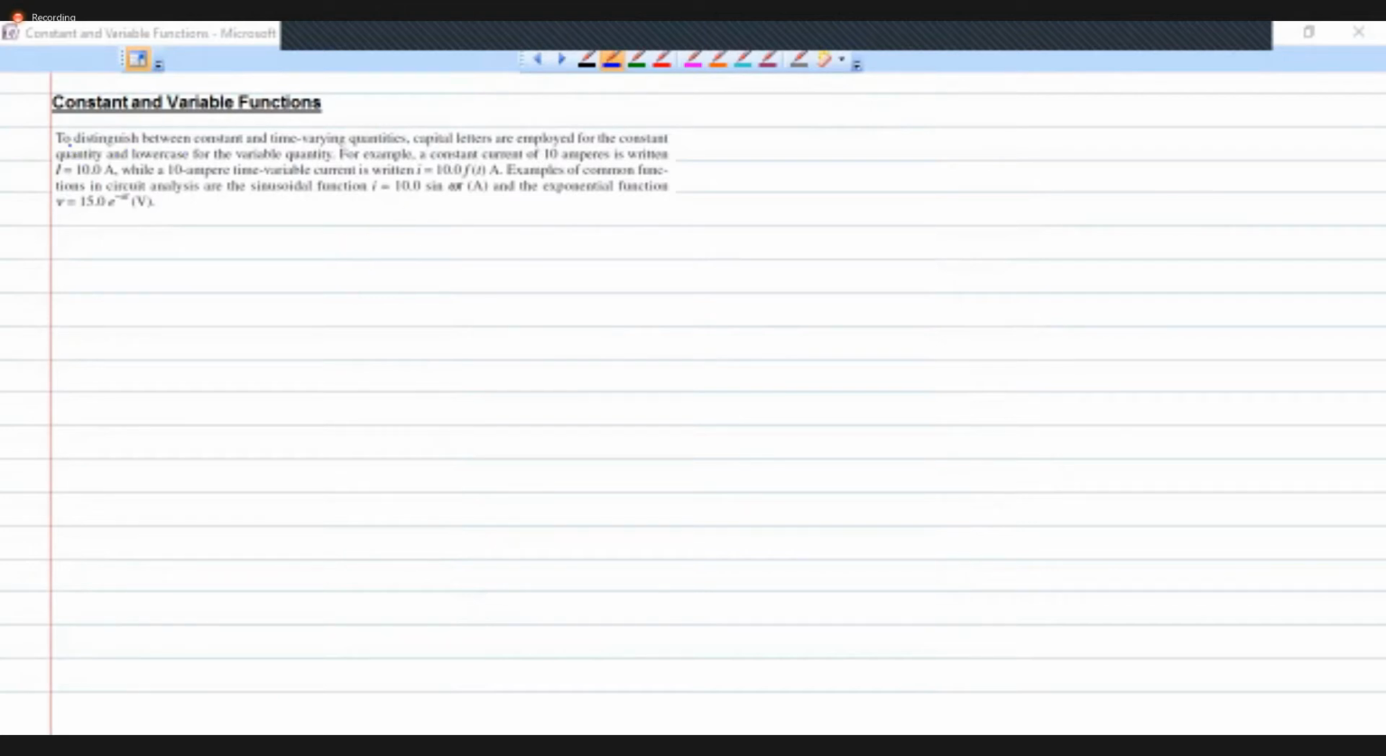I will read what is written here. To distinguish between constant and time varying quantities, capital letters are employed for the constant quantity and lowercase for the variable quantity. It means that we use capital letters for representing constants.